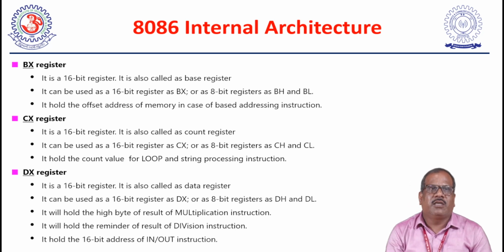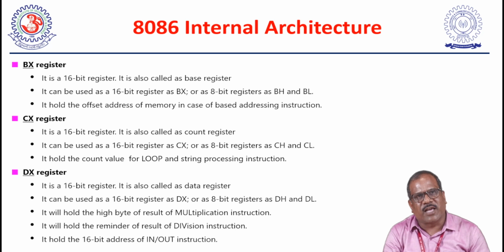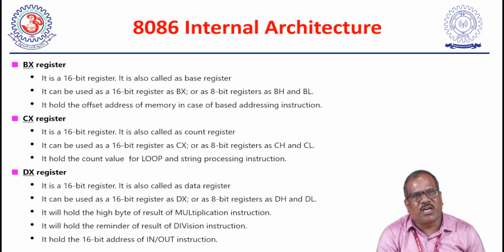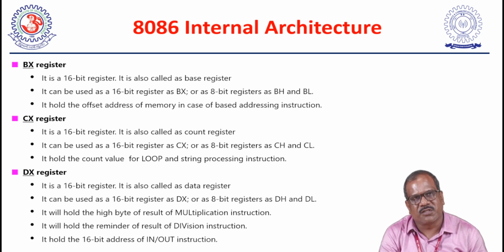AH is the higher byte accumulator. Then another register, the BX register, is called the base register. It's also one of the 16-bit registers. During ALU operation, the BX register is used for temporary data storage purpose. For 16-bit operation, use BX directly. For 8-bit operation, you can split it into two 8-bit registers, BH and BL, and use them for programming purposes.